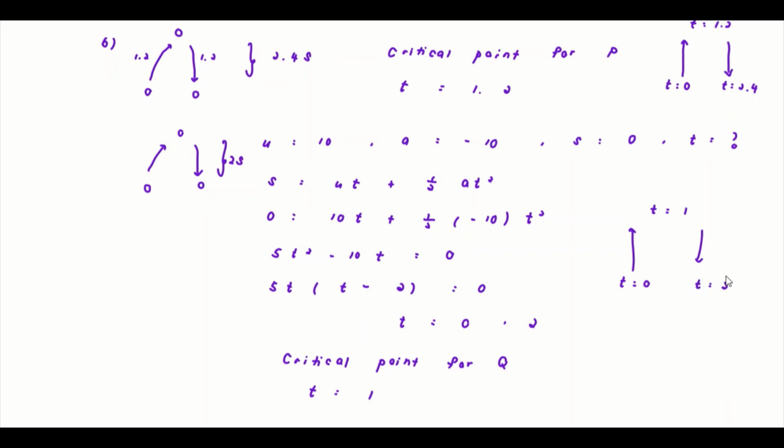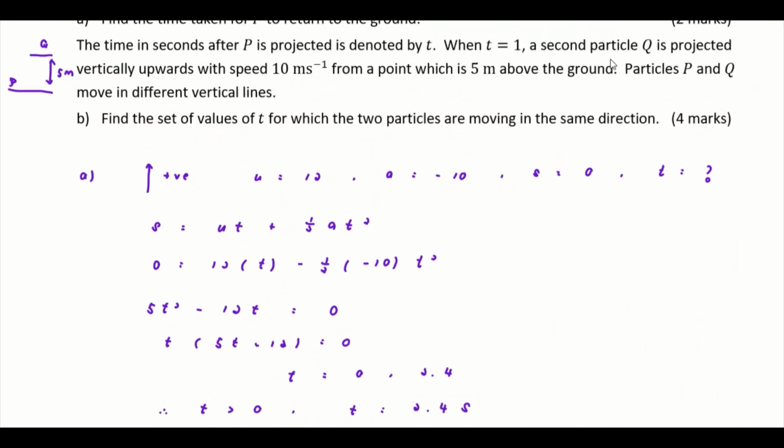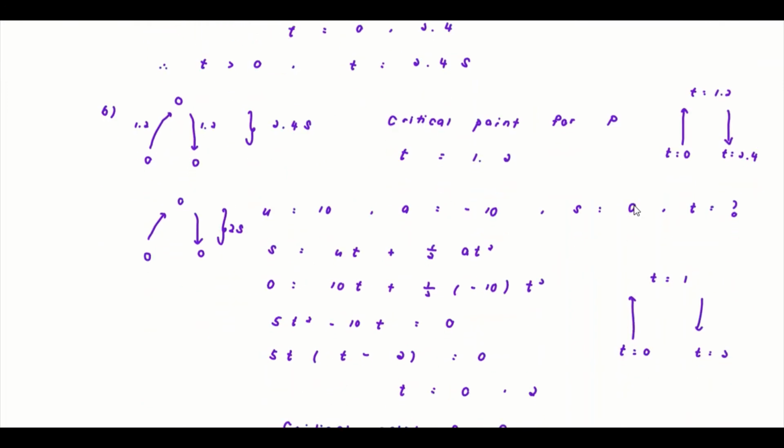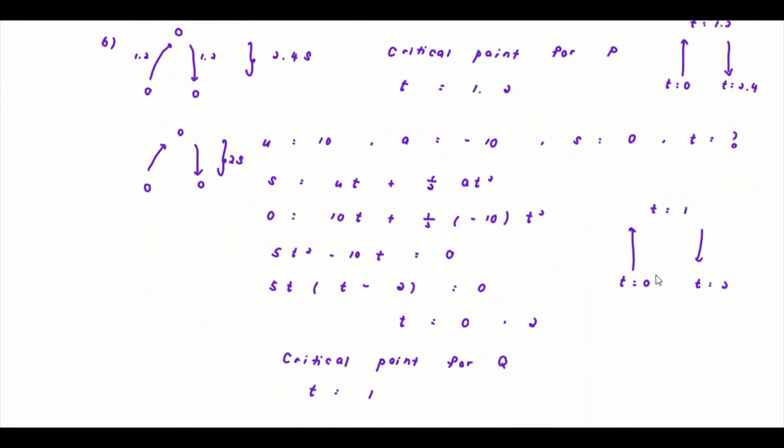Okay, so now we are going to find the time where the two particles are moving in the same direction. But before that, you might want to recall that in this question, the second particle is actually projected 1 second slower than particle P. So that's why we need to change this diagram to take into consideration that it's 1 second later.